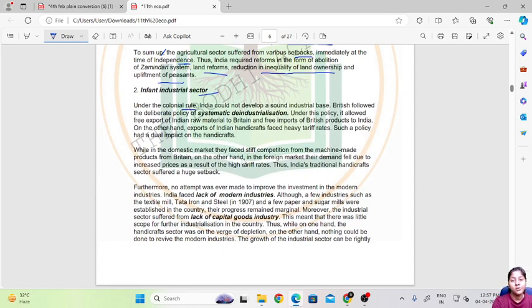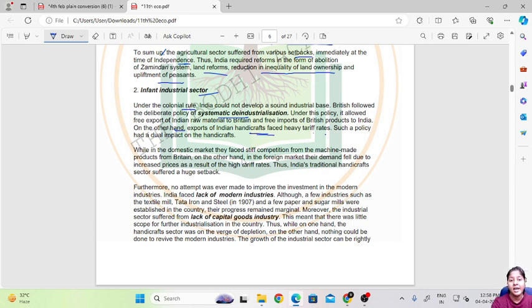Under the colonial rule, India could not develop a sound industrial base. The British followed a deliberate policy of systematic deindustrialization. Under this policy, it allowed free export of Indian raw material to Britain and free import of British products to India. On the other hand, export of Indian handicraft faced heavy tariff rates.